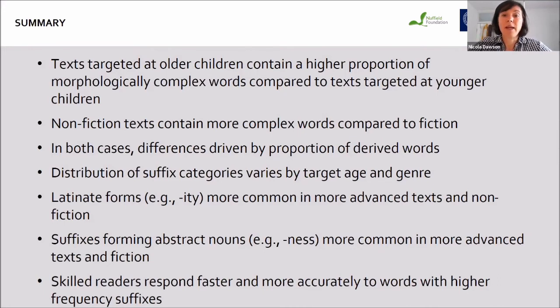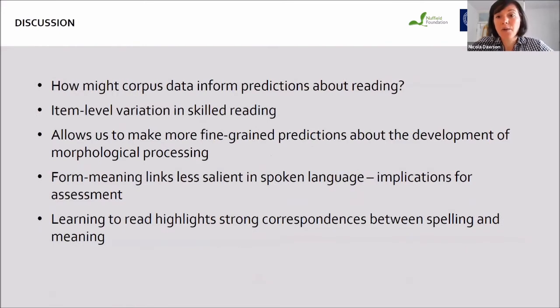So where do we go from here, and how might our corpus data inform predictions about reading behaviour at different stages of development? So I think the findings offer a piece in the puzzle of how children learn about morphological relationships, particularly in the context of forming these spelling to meaning links in a way that supports efficient word recognition. So it's clear from our secondary data analysis that individual suffix frequencies have a bearing on the speed of recognition of words containing those suffixes.